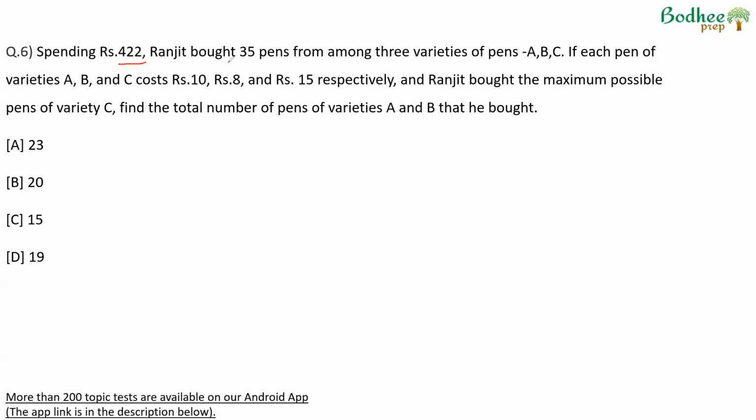Spending rupees 422, Ranjeev bought 35 pens among 3 varieties A, B, C. So if the number of pens bought of each type is A, B, C, we can say A plus B plus C is the number of pens, which is 35. Each pen of variety A costs 10, so the price will be 10A. Variety B costs 8, so 8B. Variety C costs 15, so 15C. This will be the total spending, which is 422. What are the maximum possible pens of variety C?